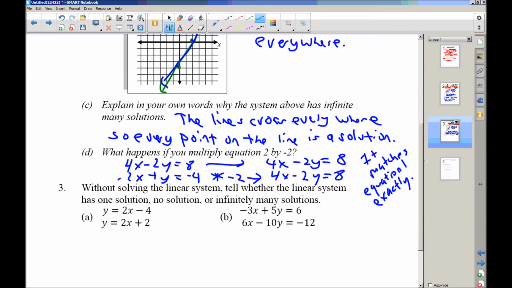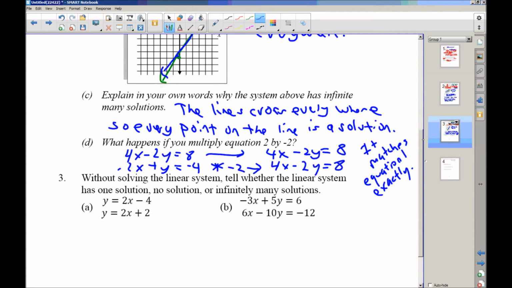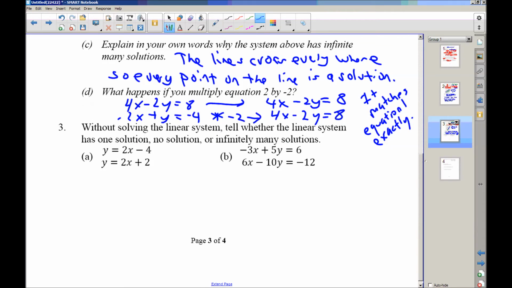All right, so without solving a linear system, tell whether it has one solution, no solution, or infinite many solutions. So we don't want to do any solving. So let's just take a look and see if we can think about this. So here, these two lines are in slope-intercept form. They have the same slope and they have different y-intercepts. So these lines are not going to cross because they are parallel. So this will have no solution.